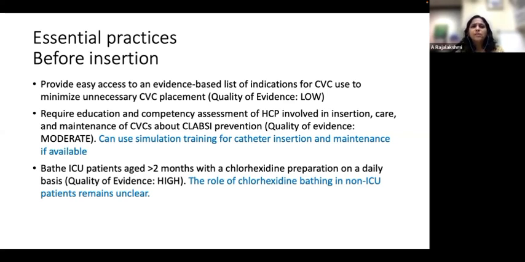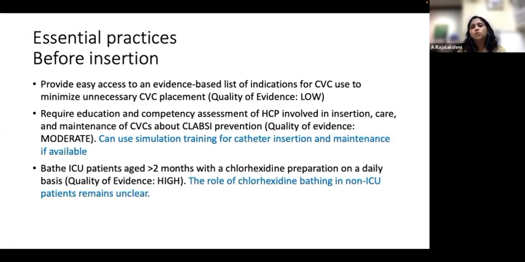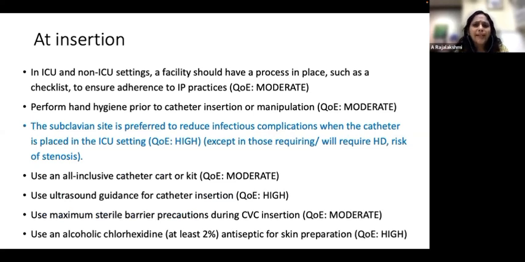Bathe the ICU patient. If the patient is in the ICU, they should have a daily bath with chlorhexidine preparation, as I've told before. And if the patient is non-ICU, you can imagine a patient coming for outpatient dialysis, bathing daily is important. And if they have an AV fistula, they should wash with soap and water before they come for the dialysis. So what else will you look at? Insertion.